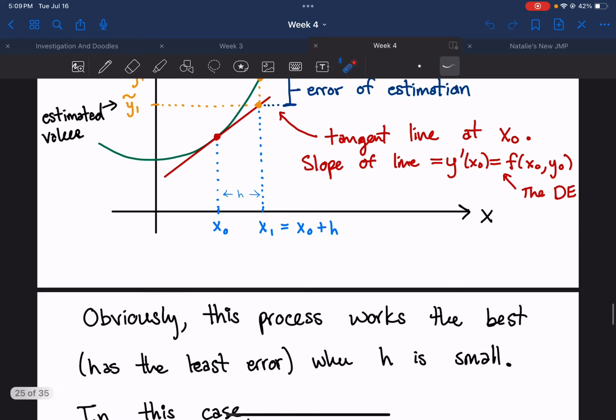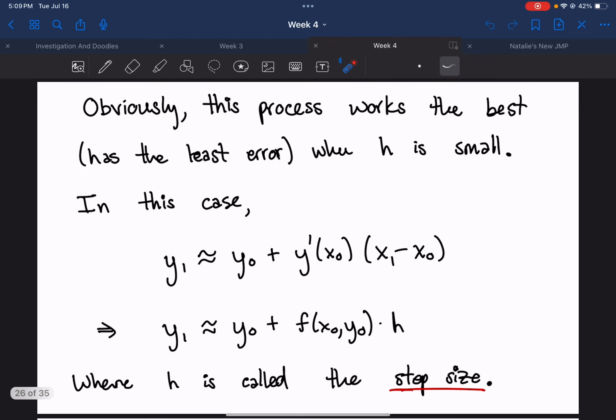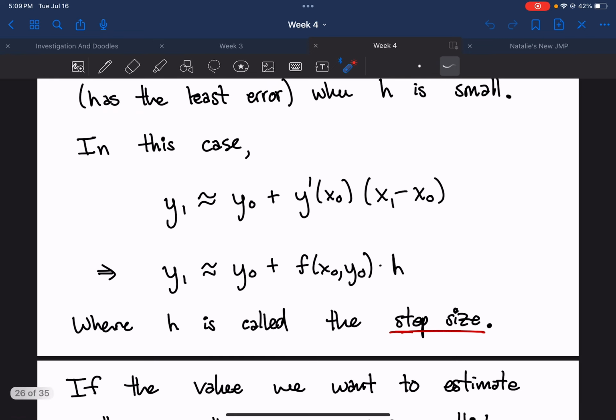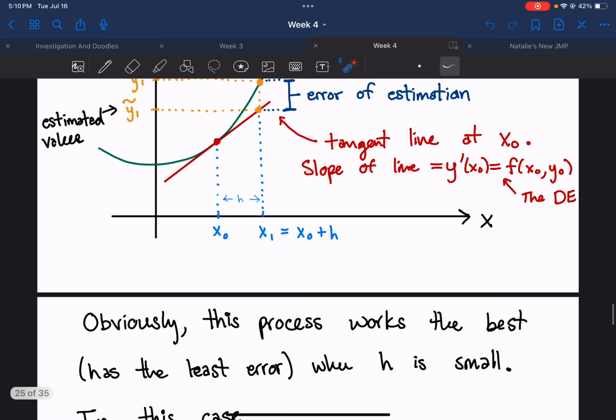Let's do an example. Oh, not yet. Obviously, this process works best if h is really tiny, right? And in this case, when h is small, remember that I didn't say it here, but h is like the step size. So to go from x0 to x1, you just take x0 and add a little bit, right? So when the step size is small, the error is also small.